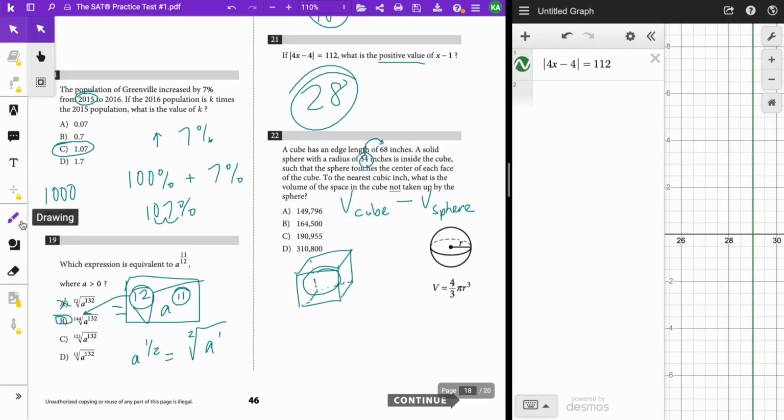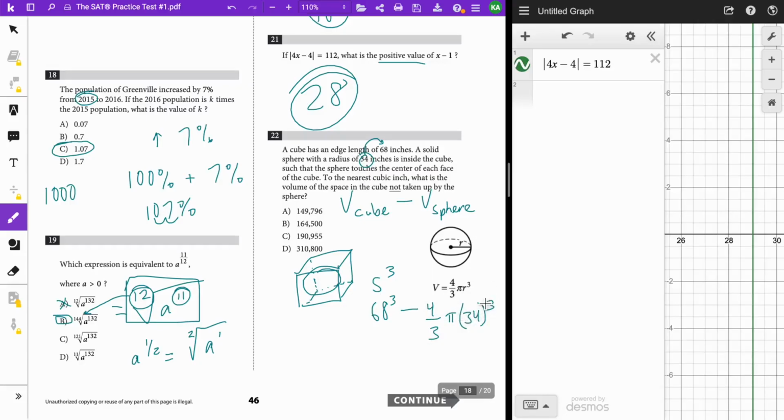So the volume of the cube is going to be side cubed, and the cube's side is 68. So 68 cubed. And from that, I'm going to subtract the volume of the sphere, which is 4/3 pi, and the radius was 34. So 34 cubed. And I could do this in Desmos. You can do it in your regular calculator. 68 cubed minus 4/3 pi times 34 cubed. And there we get 149,796 if we round up. And that would be the answer, A.